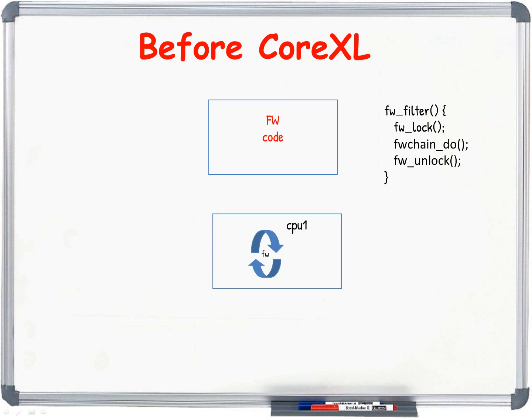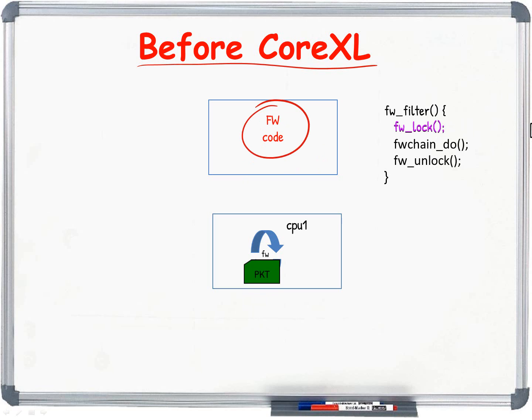So before we get down to the CoreXL technologies, let's discuss how a packet is processed by the CPU before the introduction of CoreXL. Now imagine there's a packet coming into the CPU. The CPU is going to need to process that connection, so it's going to request the firewall code to run. The first thing it needs to do is run the FW lock command, which locks the firewall code, and now that the firewall code is locked, it can process that connection.